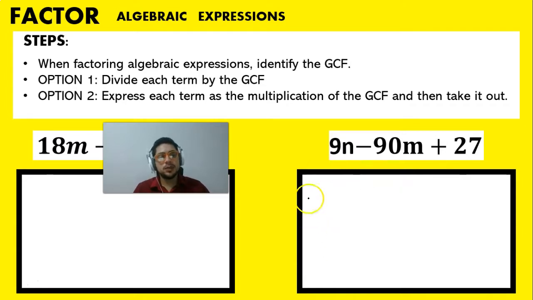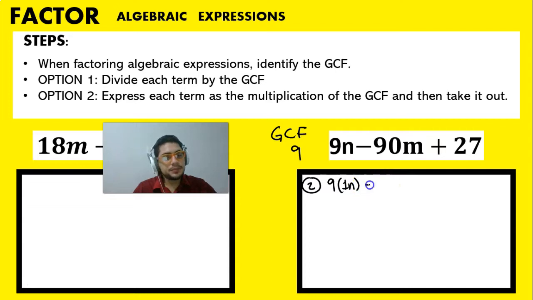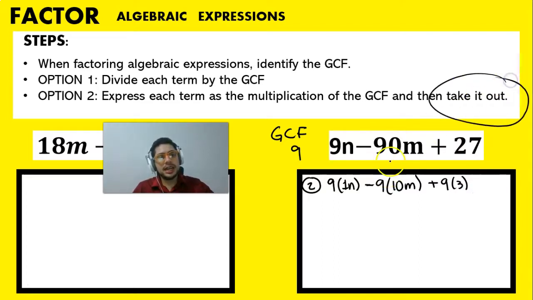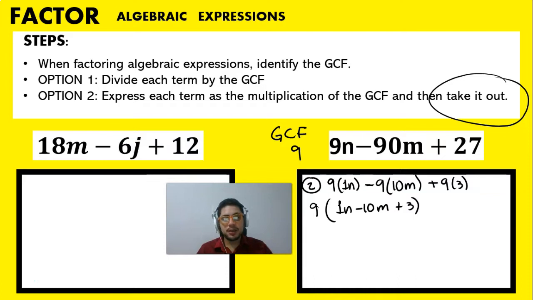Now let's try a second one. We already know that our greatest common factor is 9. So the second option is expressing each term as a multiplication. So 9 multiplied by 1n is 9n, minus 9 multiplied by 10m is 90m, and plus 9 multiplied by 3 is 27. So again, we just take it out. We take out the 9 and everything else stays. And that is the way in which we can express each of these two problems with their greatest common factor.